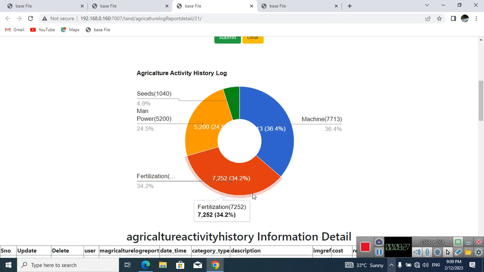The second largest payment is fertilization machinery. The second one is fertilization, which is 34 percent of the entire investment. We settled the fertilization at 7,000 something. Here the power consumption, not power, the manpower consumption.